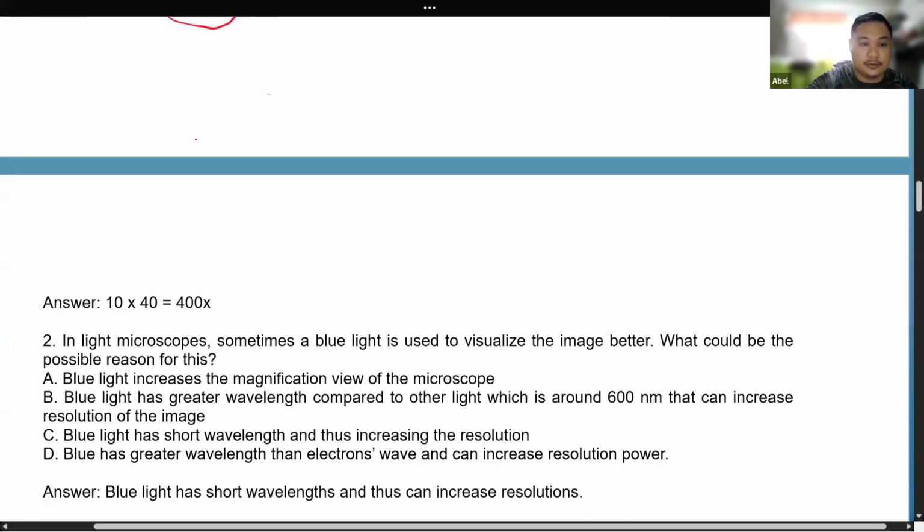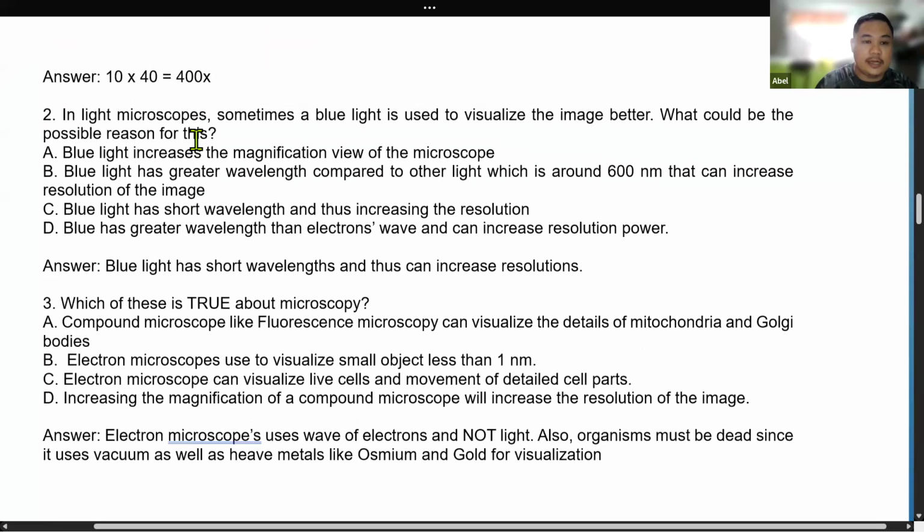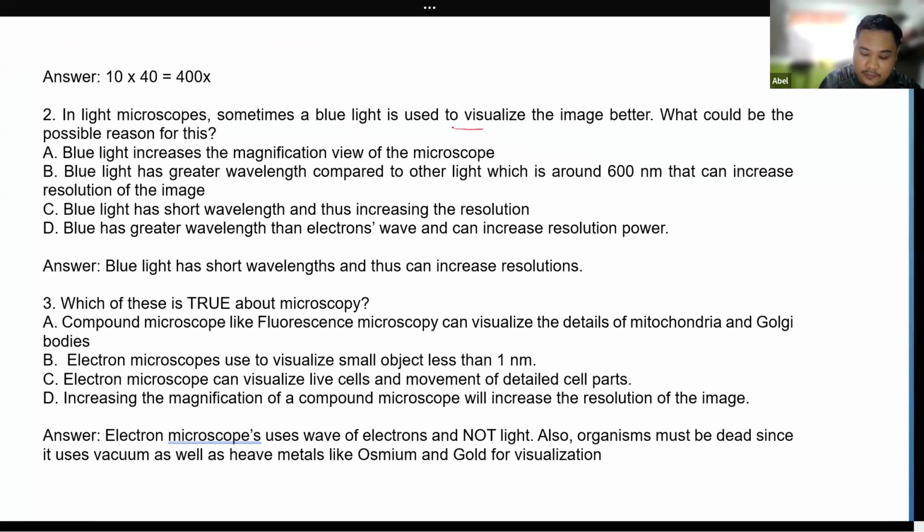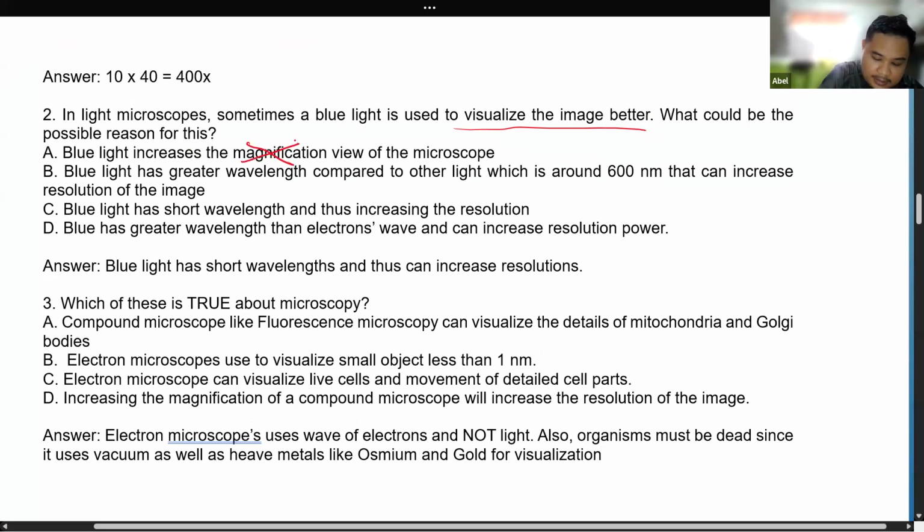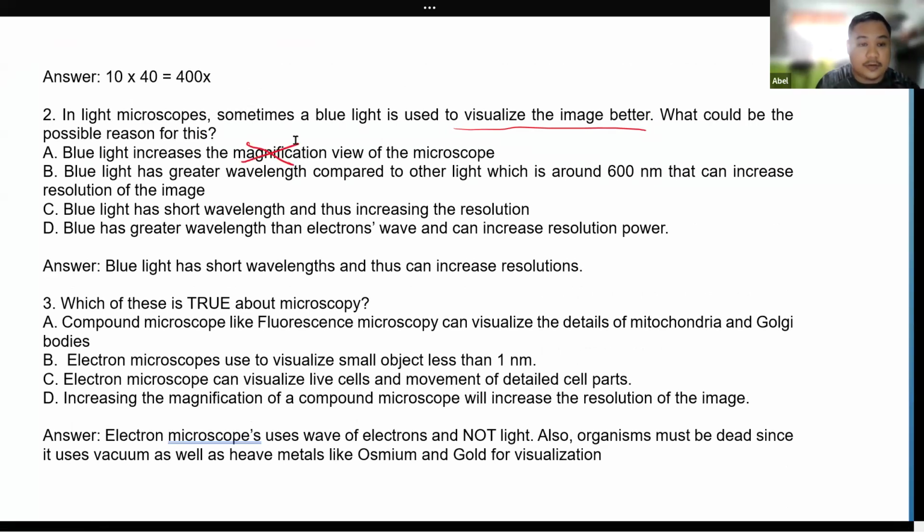Next, number 2. In light microscopy, sometimes a blue light is used to visualize the image better. What could be the possible reason for this? Take note that the answer here is that blue light has short wavelengths and thus can increase resolution. Let's try to look. Blue light increases the magnification? No, we don't increase the magnification. We are increasing the resolution.